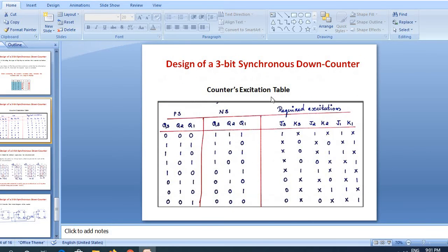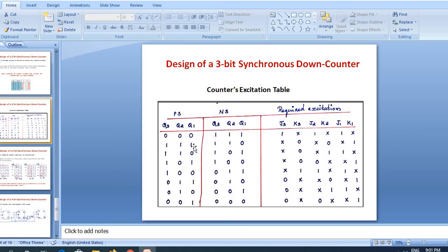The next step is the counter's excitation table. It has present state, next state and required excitation. So for the present state, you have to write all the present states that the counter passes through. So this is the first thing you have to write. How will you write the present state? You know that the first state is 0, 0, 0. See here, 0, 0, 0.